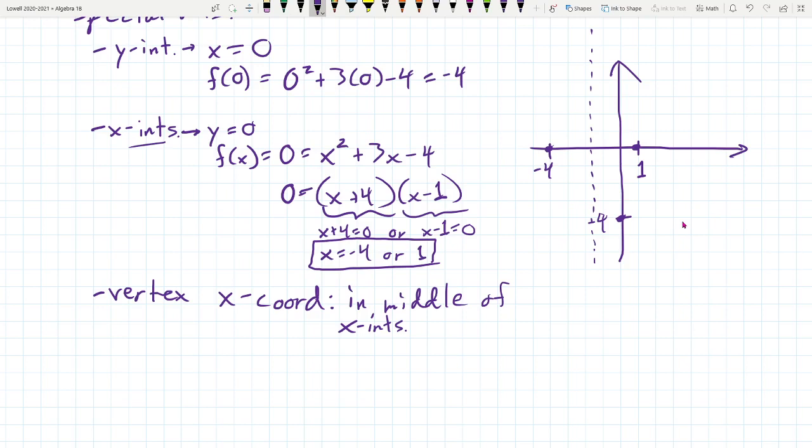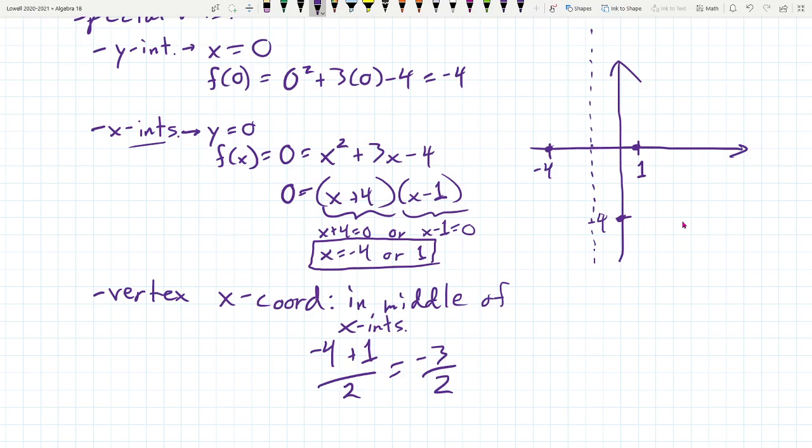Another way to say the question is that you're asking for the average of those two numbers. That might be a little more familiar, in which case you add the two numbers and divide by the number of numbers you're adding, which in this case is 2. So negative 4 plus 1 is negative 3, and then divide by 2 is negative 3 halves, or 1.5. And that's why we see that right here.